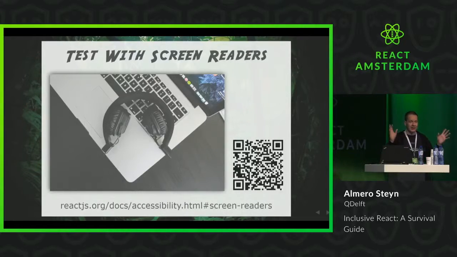Then, of course, finally, we want to test with screen readers. If we want to support users that rely on screen readers, we need to at least test that our application is playing nice with screen readers out there. This link is, again, to the React accessibility docs. There's a section on screen readers. It tells you which screen readers you most likely want to test with. It also has some links that can get you started in testing your applications for screen readers so that you make sure that you are not blocking screen reader users out there.